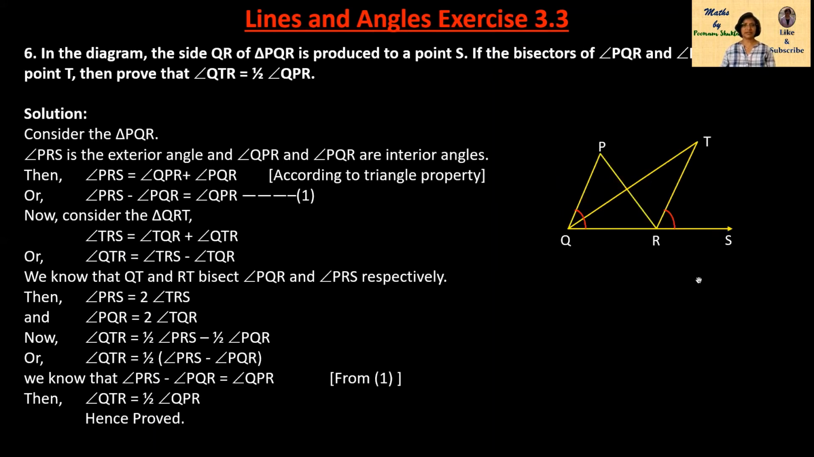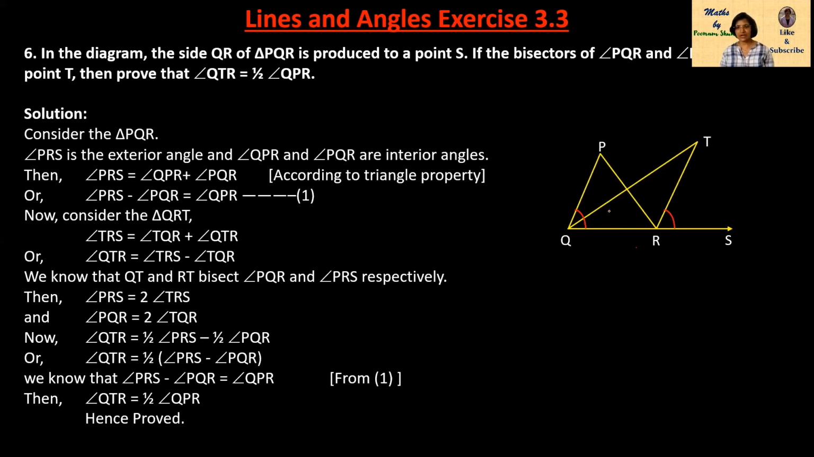So here in the diagram, the side QR of the triangle PQR. Okay, because QR is a common side in both the triangles PQR and QRT. So here it is said that side QR of triangle PQR is produced to a point S, if the bisectors of PQR and PRS meets at point T.